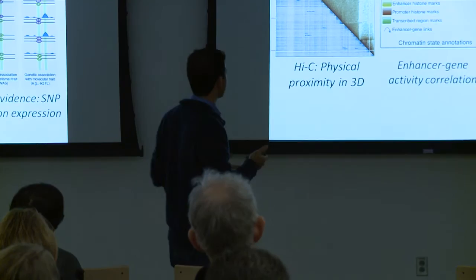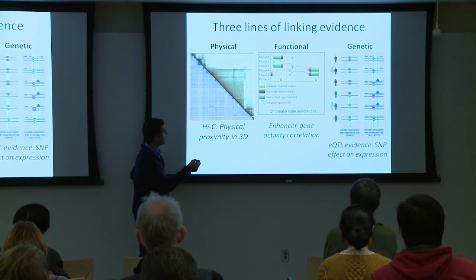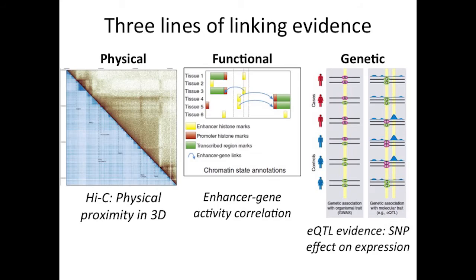The other line of evidence comes from the functional genomics data. As I mentioned earlier, if I look at different tissues and what genes are active and what enhancers are active, I can see that this particular enhancer is turning on in the same tissues that this gene is turning on. So I can predict that if a genetic variant falls here, it's more likely to target that gene, and if a genetic variant falls here, it's more likely to target that gene because of the correlation patterns. Is this clear with everyone?